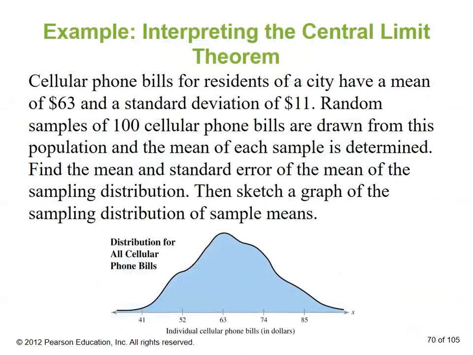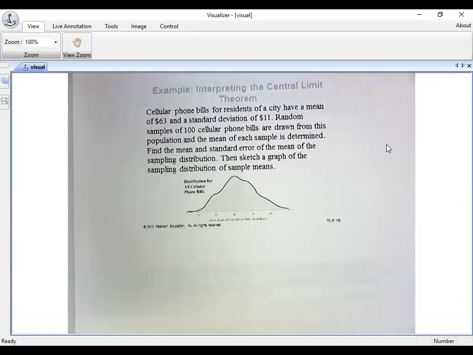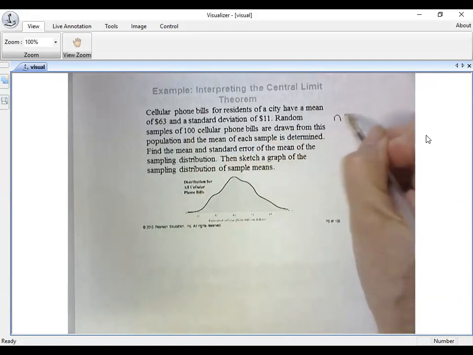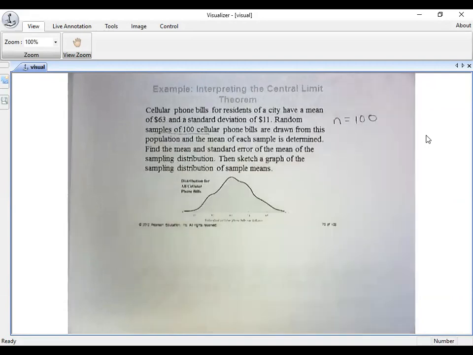Okay, so here's my question. Does it tell us that the original distribution is normally distributed? What do you think? Do you see in there where it says that the original distribution is normally distributed? No, it gives me a mean and it gives me a standard deviation, but it doesn't say anything about a normal distribution. Is this going to be a candidate for using the central limit theorem? Yes. Very good, because my n is 100, right? Because it's a sample of 100 cell phone bills.